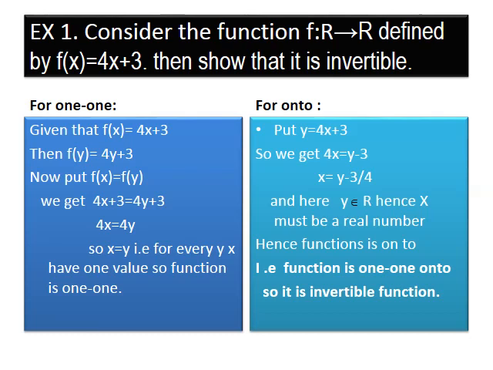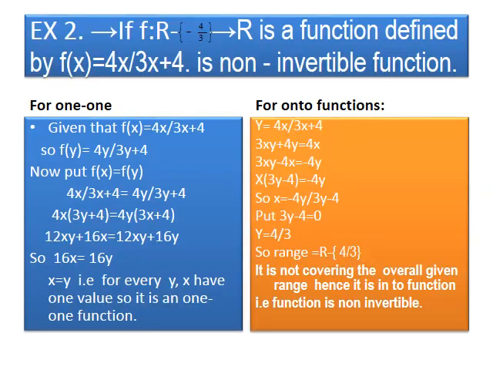Now y belongs to the real numbers. Here the expression x = (y - 3)/4 is a linear algebraic expression, and for every y belonging to the real numbers, x must be defined. That's why this function is an onto function on the real numbers. So we can say that this function is a one-one onto function. It means it is an invertible function. Okay everyone, good. Now see the next example.